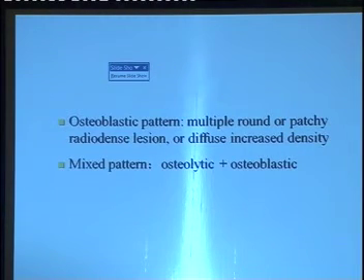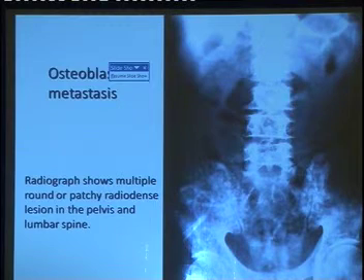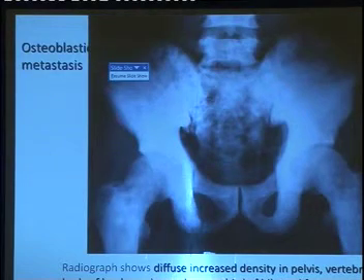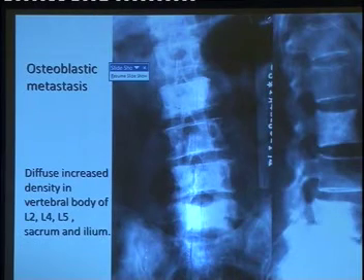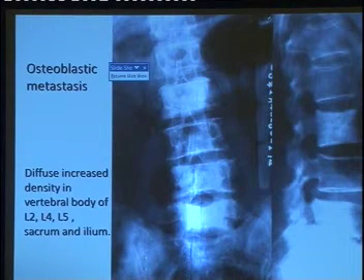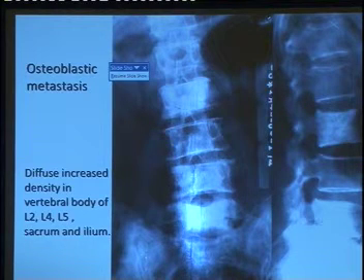Osteoblastic metastasis. In some metastasis you will see both; I have shown you only osteolytic. There are osteoblastic lesions, and there might be some osteoblastic and osteolytic. Both metastases are there. Here is an example of osteoblastic: the pelvis, spine here. But you see that the joint space is maintained well. Only thing is that you don't find the owl's eye.